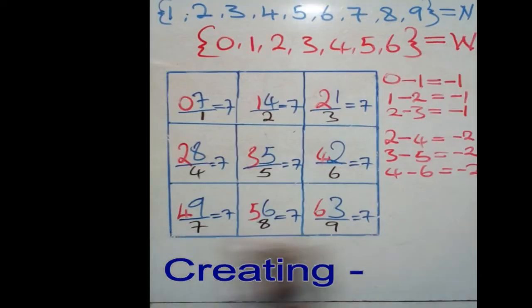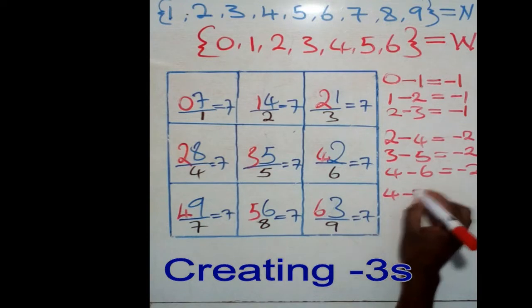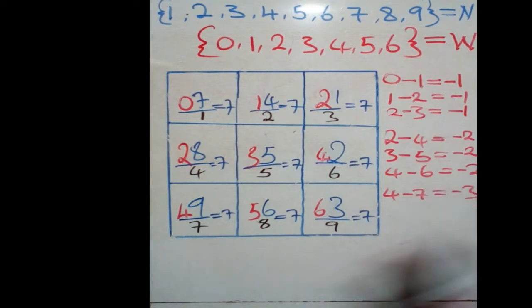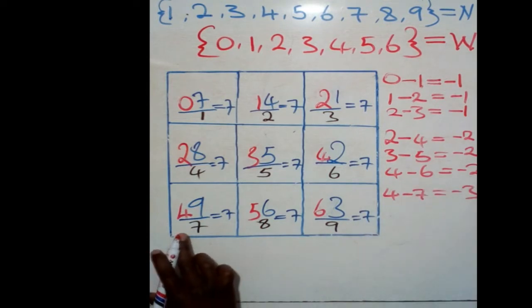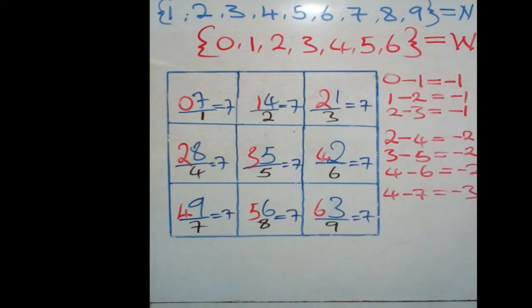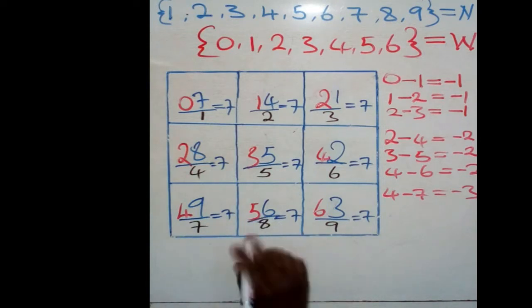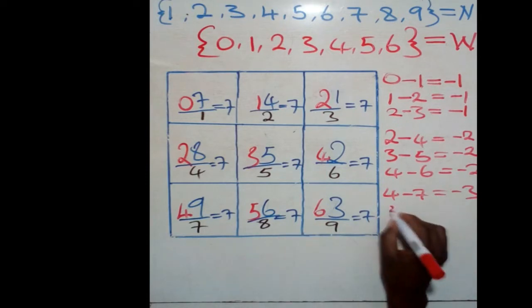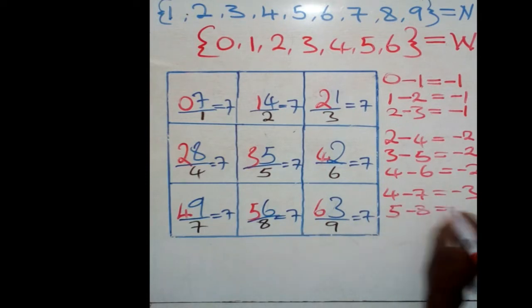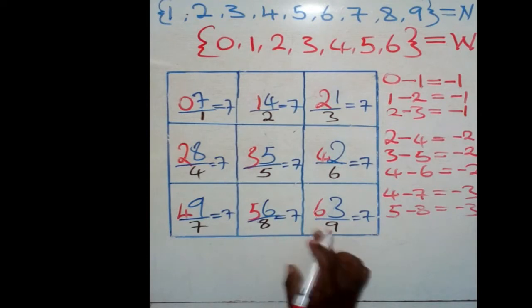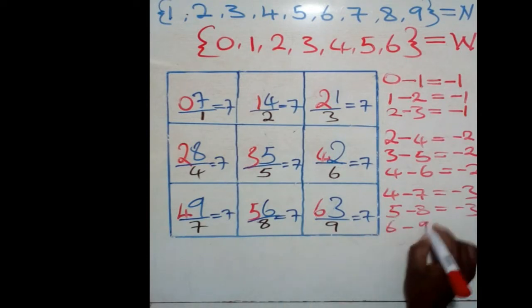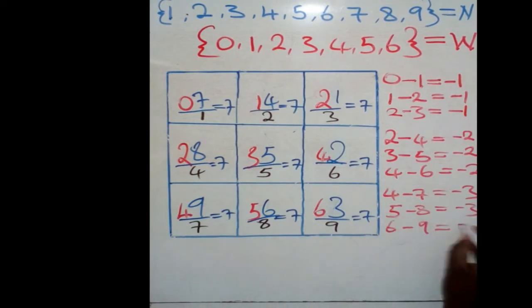4 minus 7 is equal to negative 3. What about 5 minus 8? We have to put it there. 5 minus 8 is equal to negative 3. 6 minus 9 is equal to negative 3.